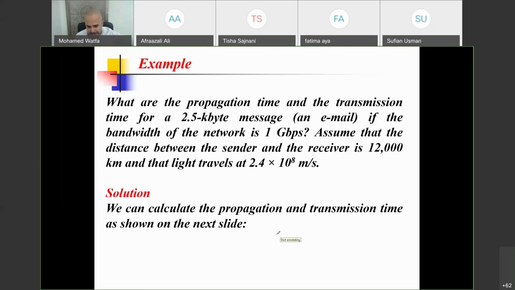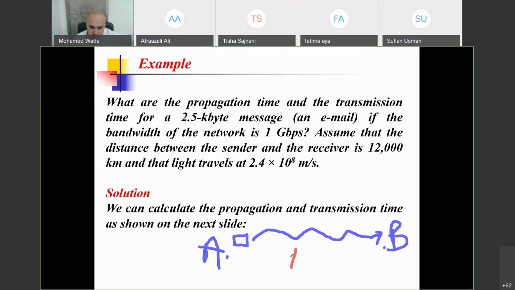So one more time, I have A, I have B, I have a message that I'm sending. The message has a size, right? So what you need to know, we have two different times, two different delays. One is called propagation time or propagation delay. So what is the propagation time?